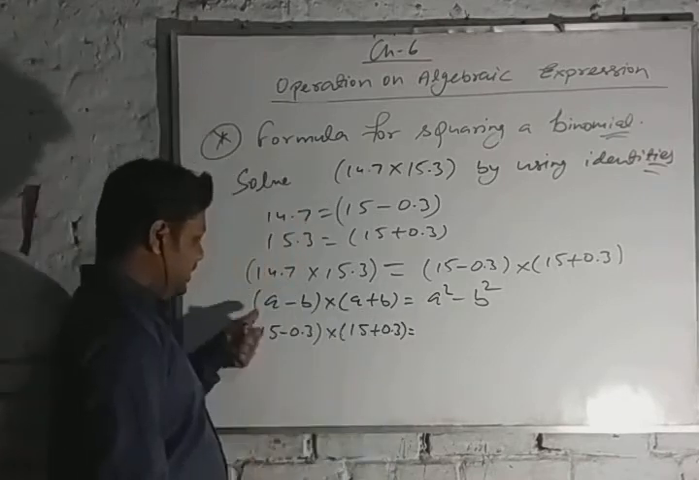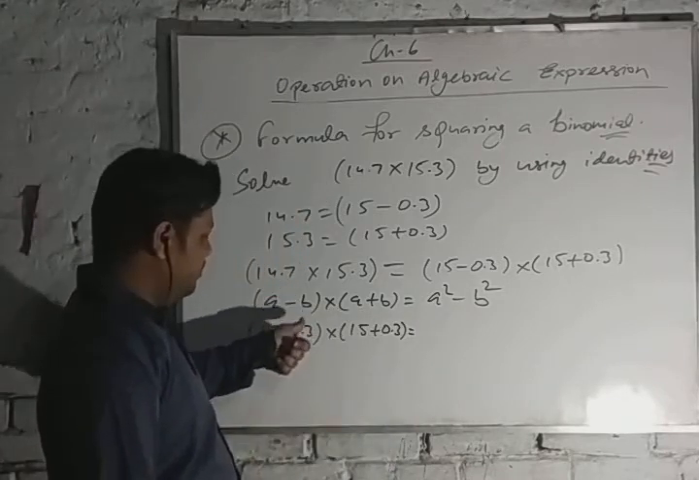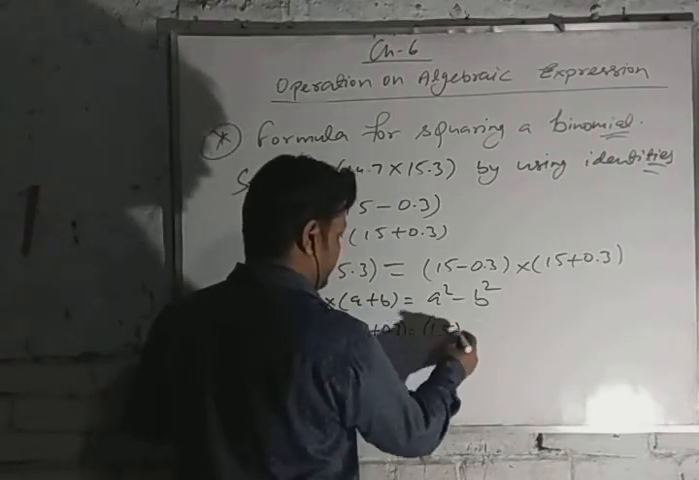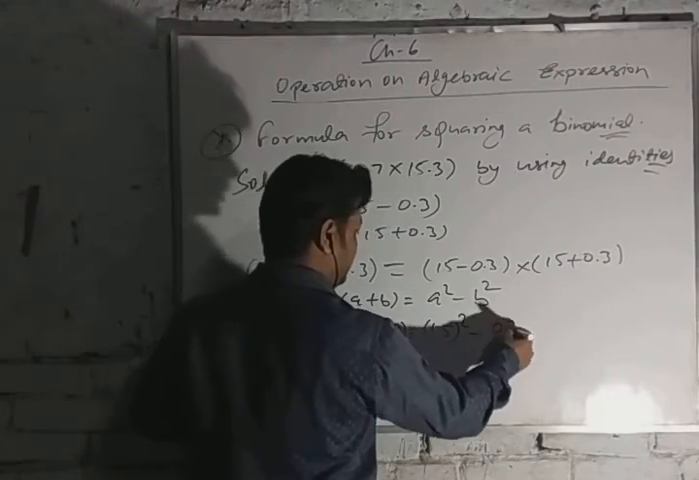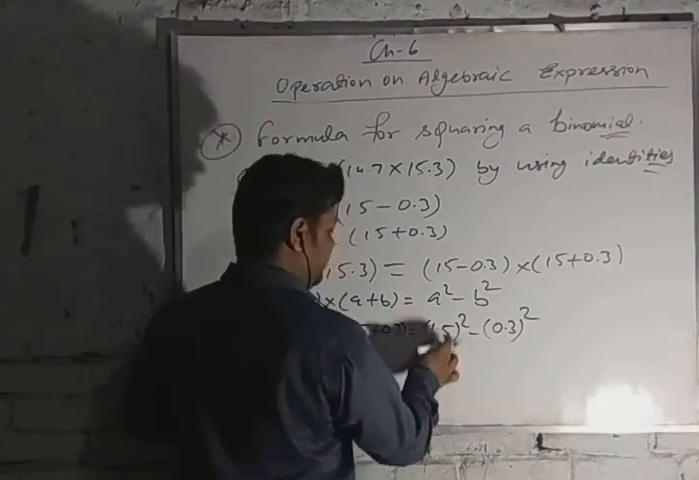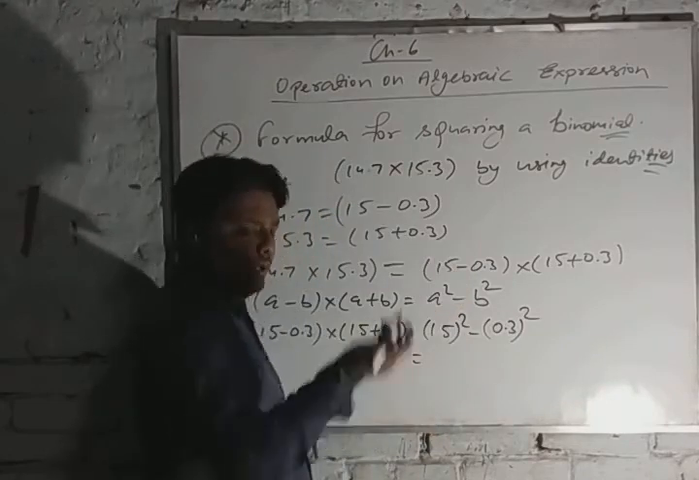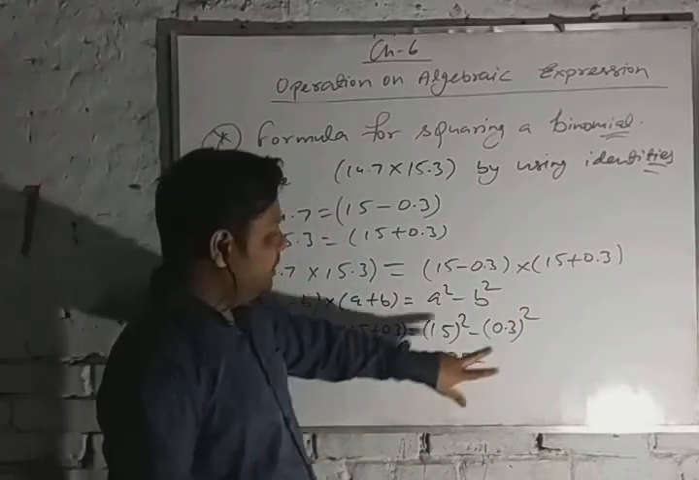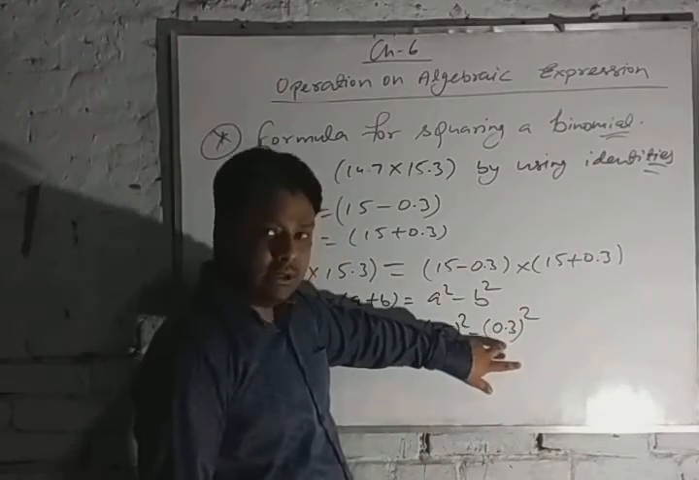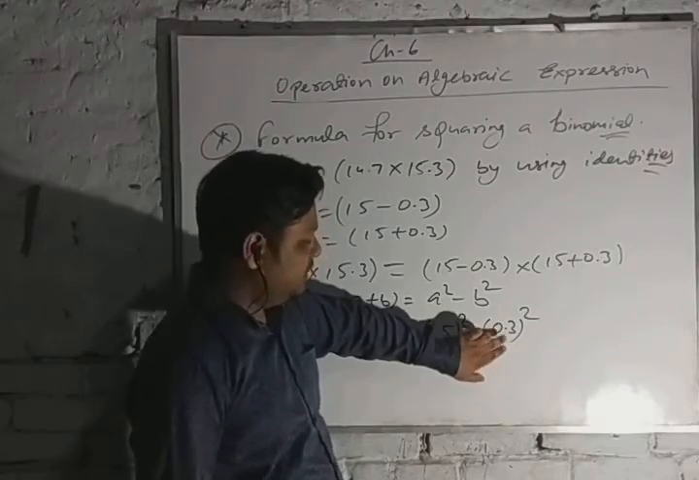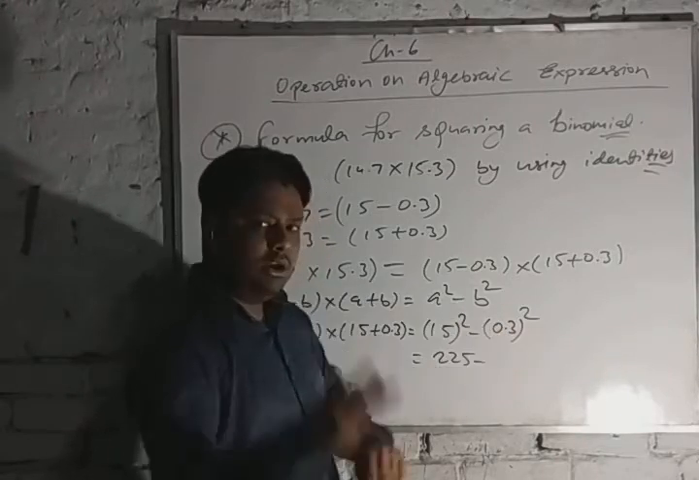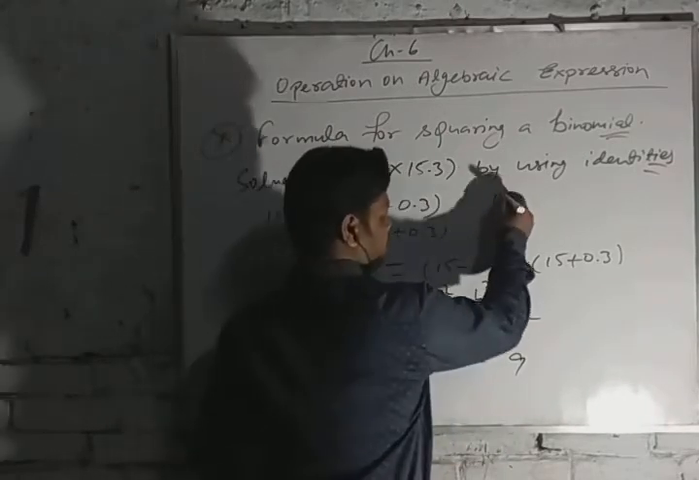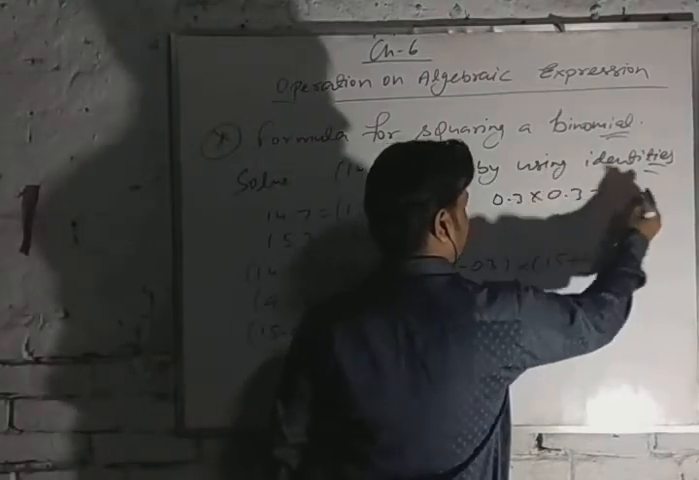Now here you can see the value of A is 15 and the value of B is 0.3. So we will write the value of A here, 15 to the power 2 minus 0.3 to the power 2. Then 15 square means 15 into 15 is equal to 225. And if you are squaring a decimal value, then at first remove the decimal. Then only 3 you will get. Then 3 square is 9. That is 0.3 into 0.3, 3 threes are 9.